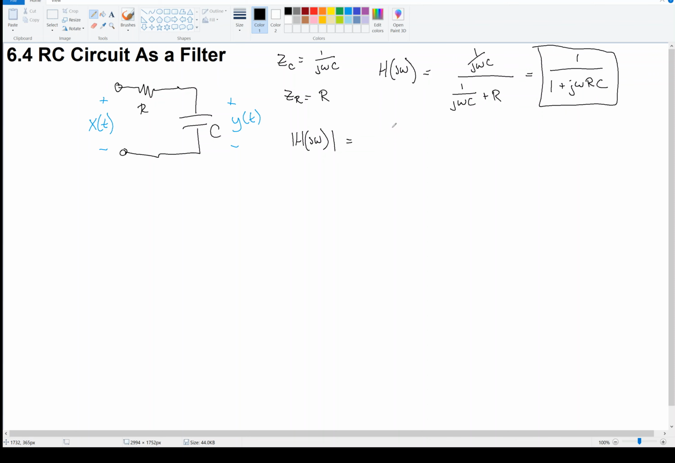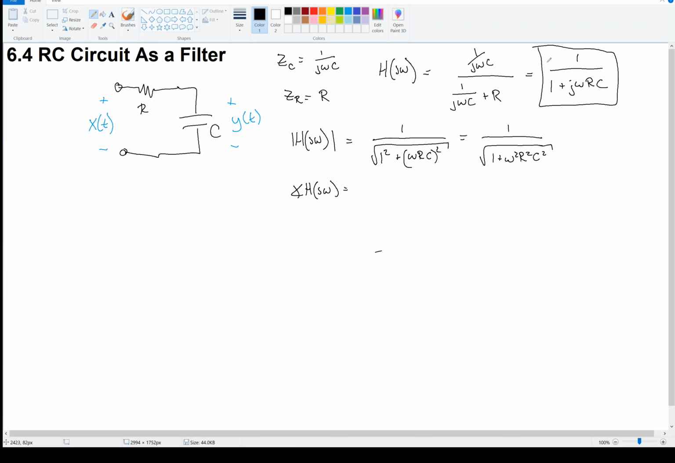The magnitude of the numerator is simply 1. There's nothing fancy going on there. And in the denominator, I have a real part, 1, and an imaginary part, omega RC. So we can quickly find the magnitude of the denominator by Pythagorean theorem, 1 squared plus (omega RC) squared. That is the square of the real part and the square of the imaginary part. So of course this is 1 over the square root of 1 plus omega squared R squared C squared. That's the magnitude response.